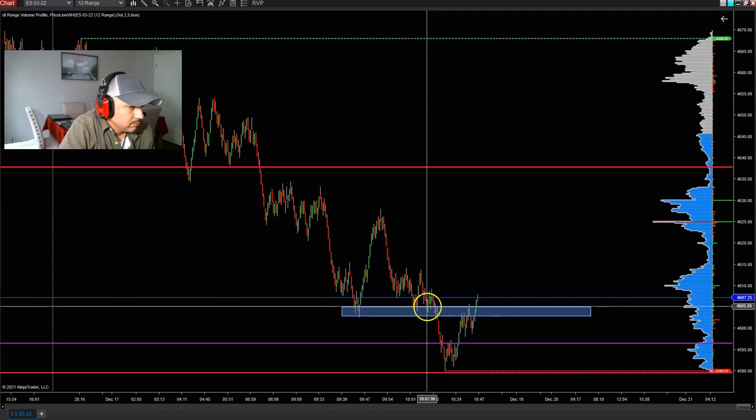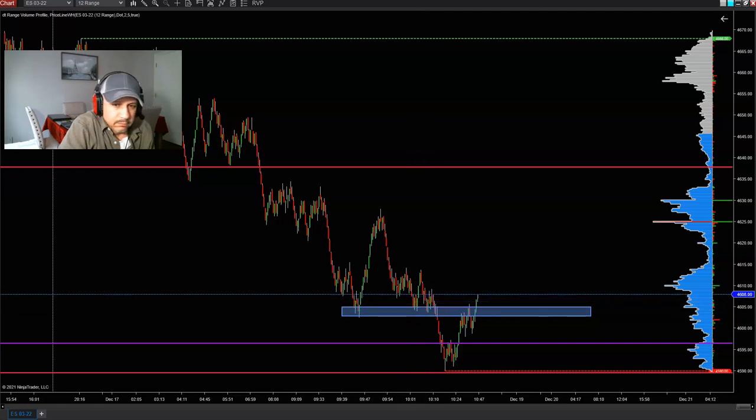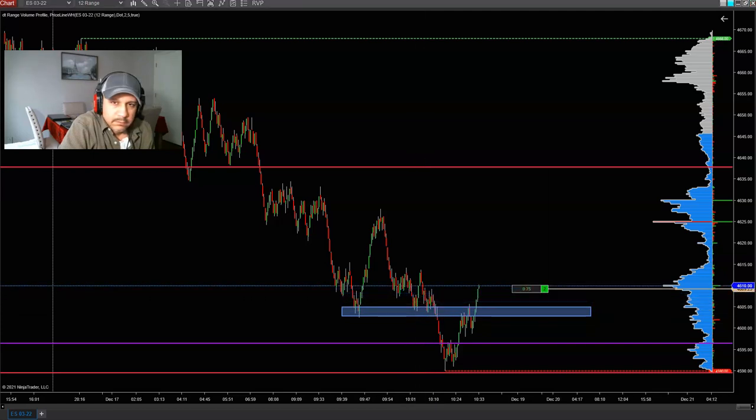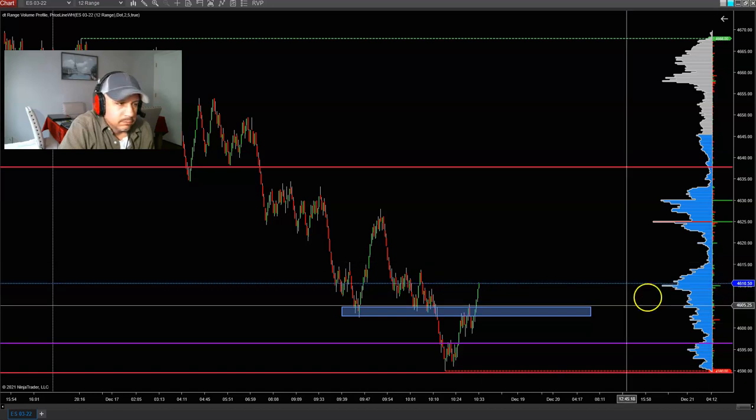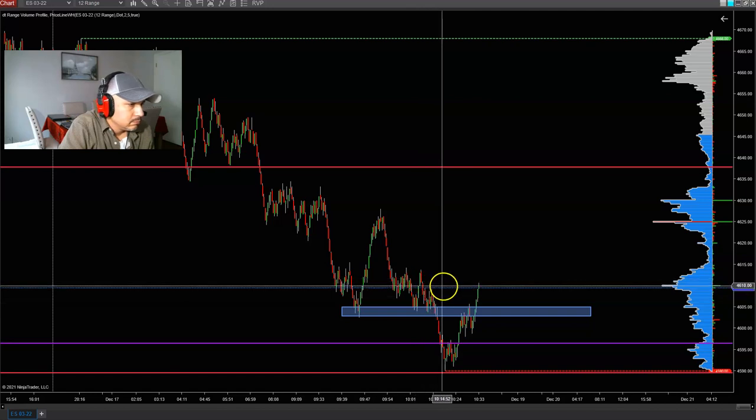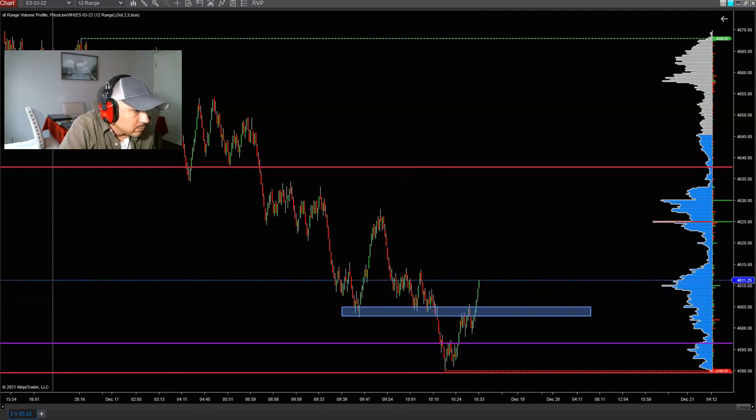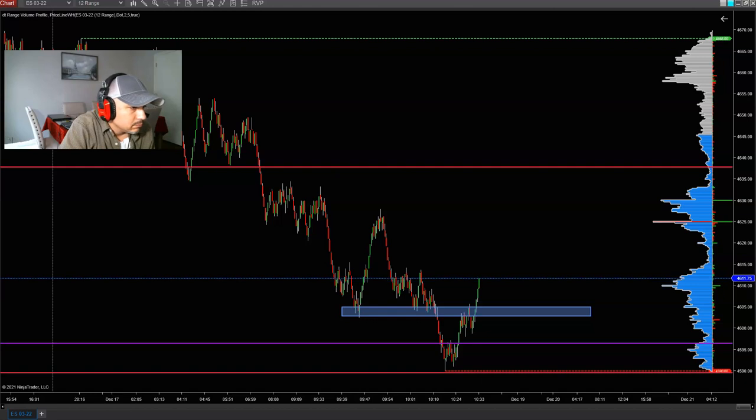Okay, price isn't ready yet. It could push a little higher. Okay, I took a long entry here, noticing that price wasn't trying to fail and break lower. Quick little scalp to the upside.